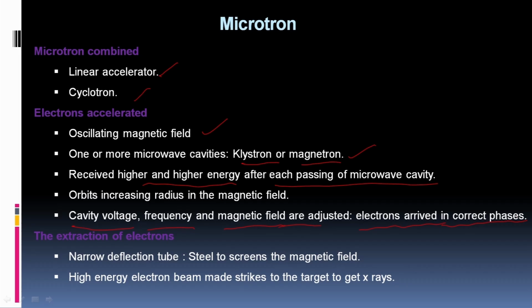And how do we extract this high energy electron when we get the desired energy? We use a narrow deflection tube, and this is made of steel. This steel tube is used to screen the magnetic field, and the high energy electron beam is made to strike the target when we want to get X-radiation.